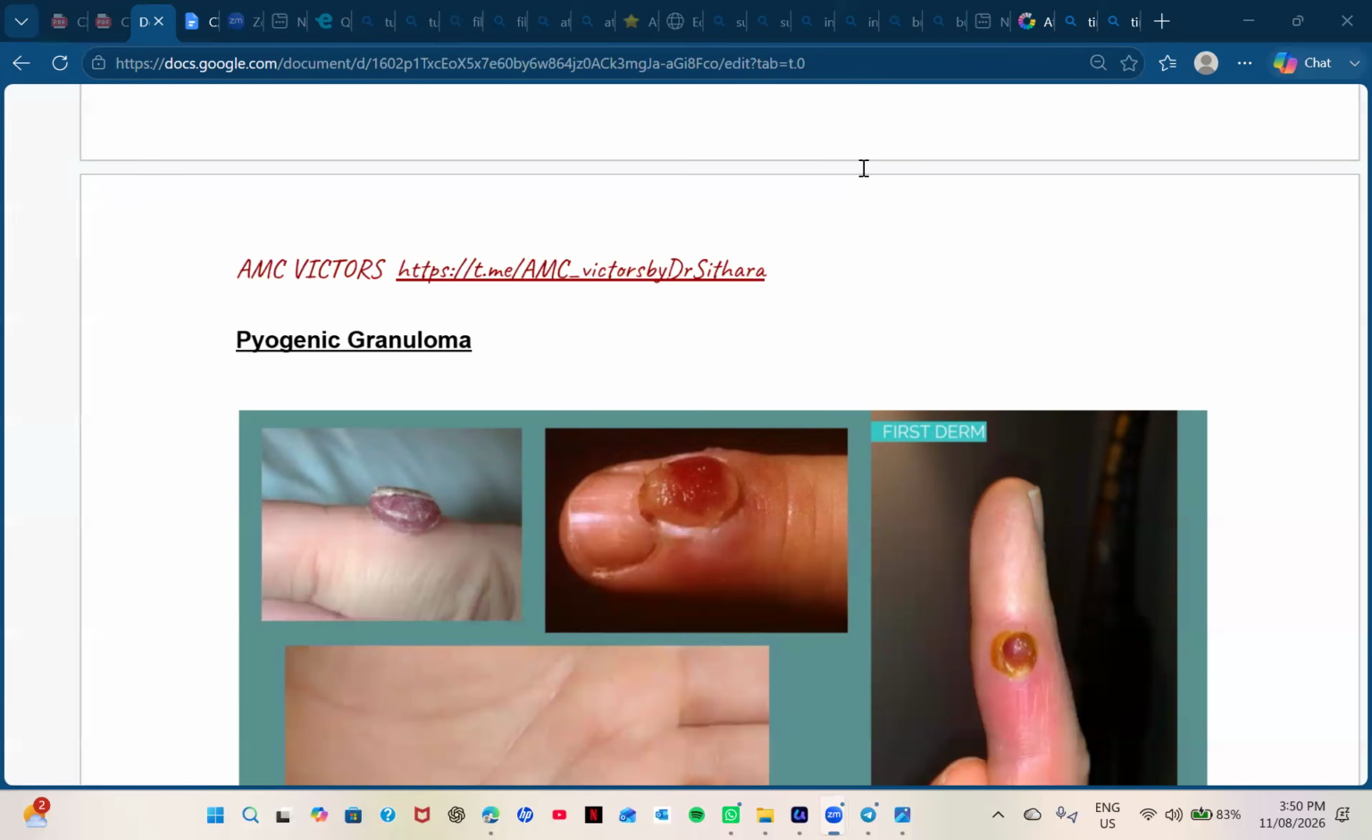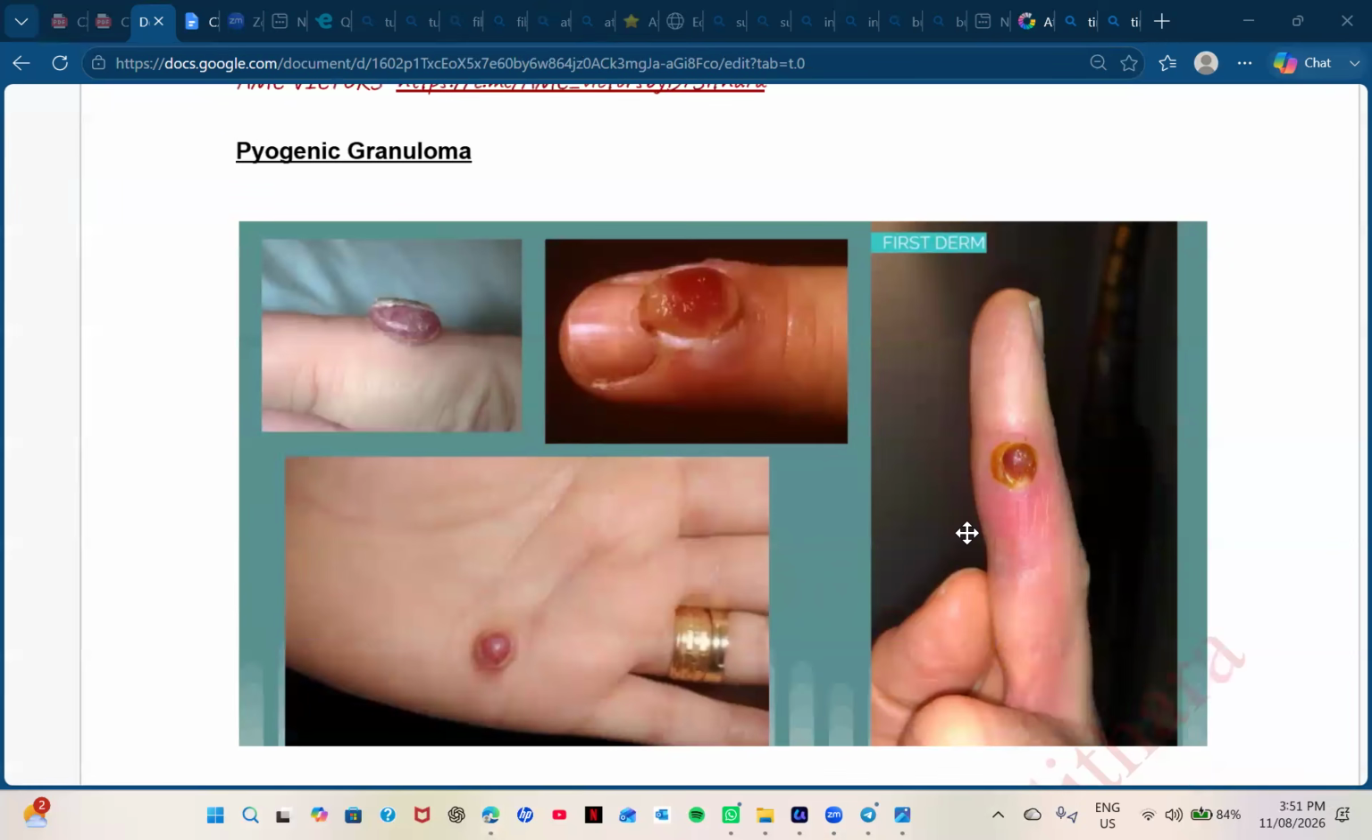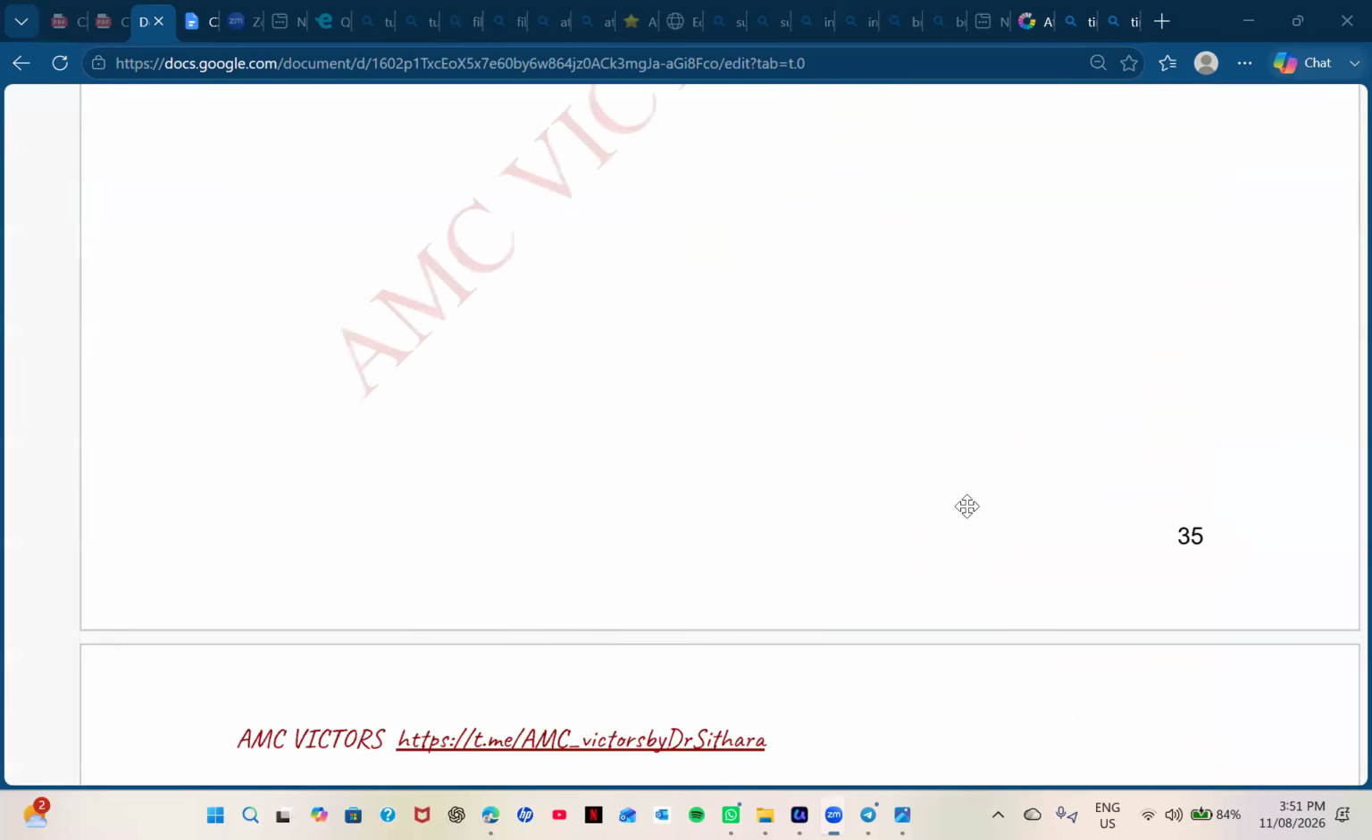So how does it present? It's a rapidly growing lesion with a bright red color. It bleeds very easily, even after minor trauma, and that is a very important presentation. This is the typical presentation. What you can do is remove it by excision.